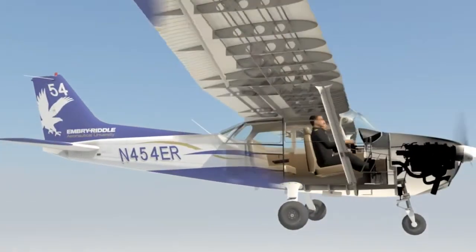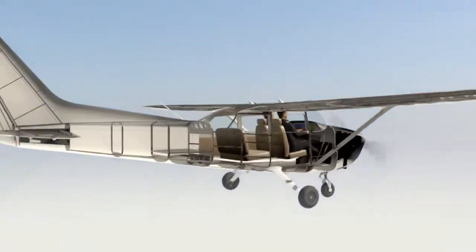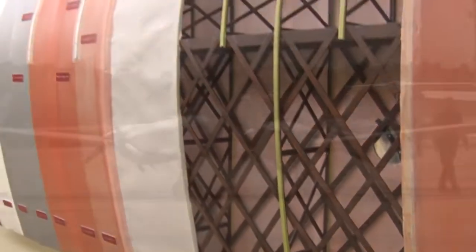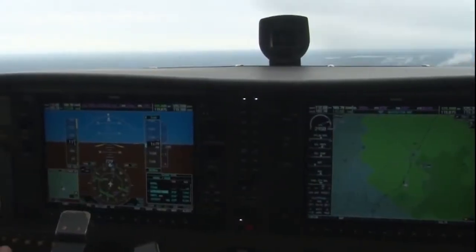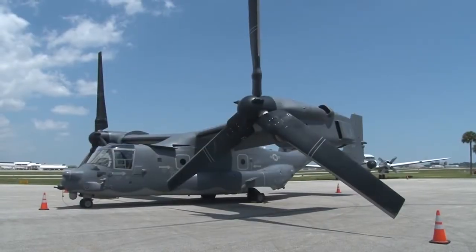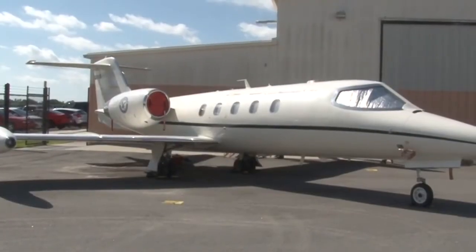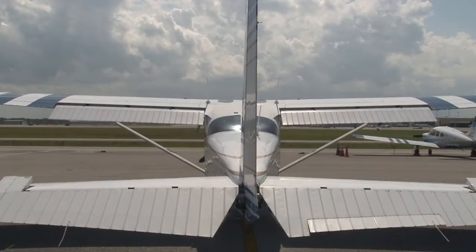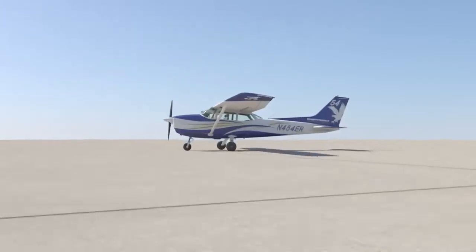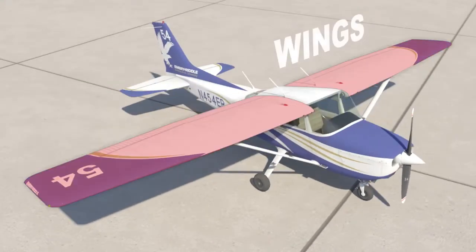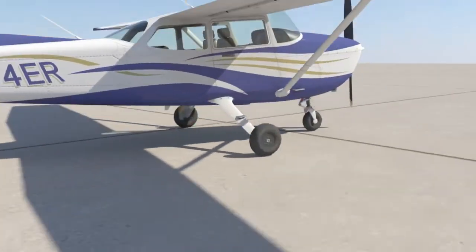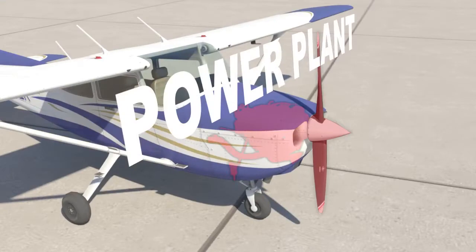Airplanes are made up of hundreds, even thousands of parts, from the simplest pieces of wood and fabric to newly designed composite airframes, to the most sophisticated of electrical components. Planes come in all shapes and sizes, but they all share the same basic design components. The basic components of any airplane are the fuselage, the wings, the empennage, the landing gear, and the power plant.